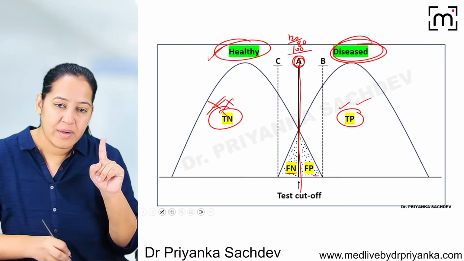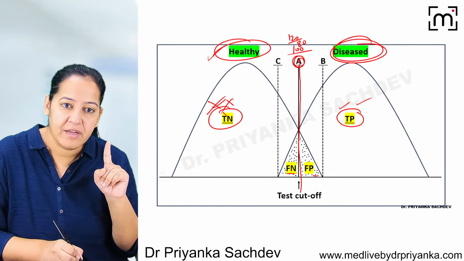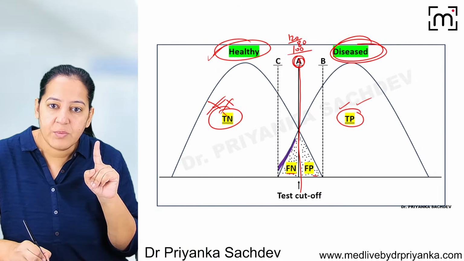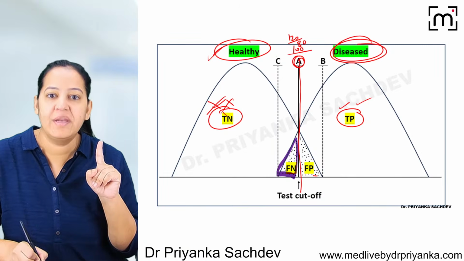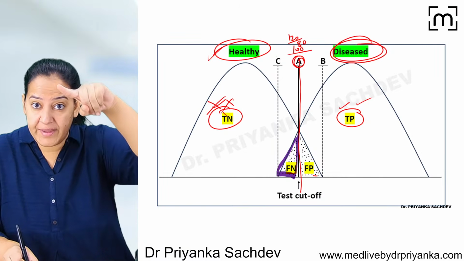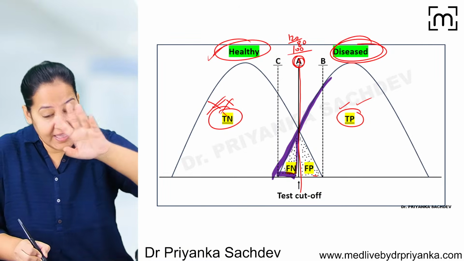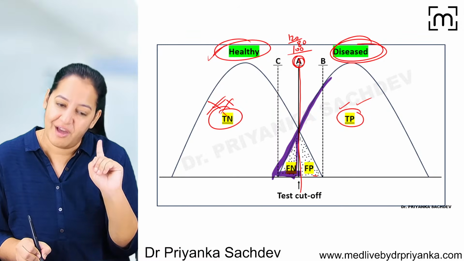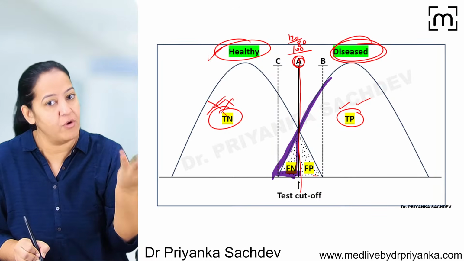What is this category? Let me tell you. Can you see this category? Actually, they have the disease, but they are below cutoff. By mistake, they are below cutoff. So they are false negative. Actually, they are positive, but falsely they are negative.